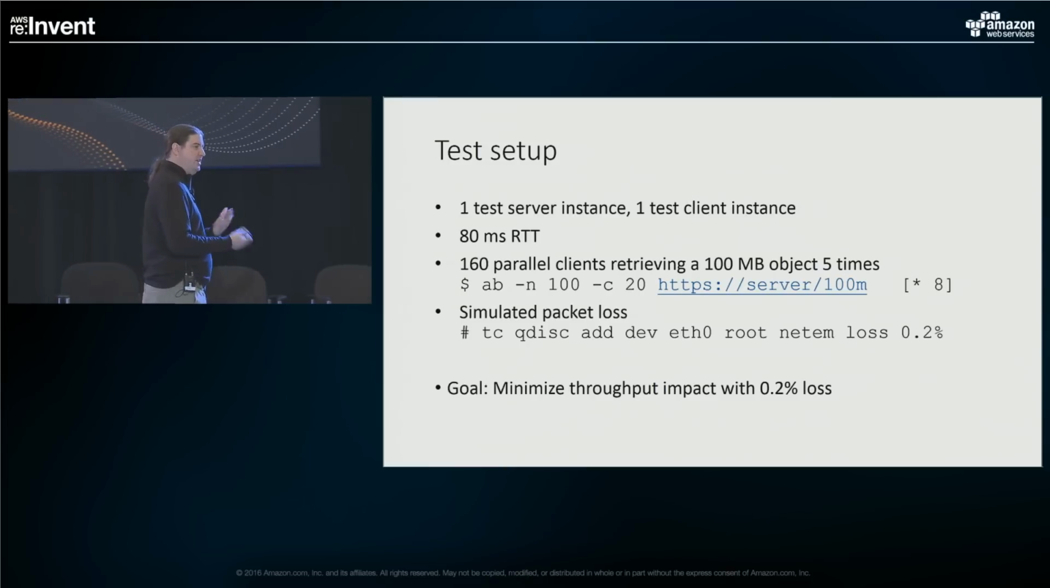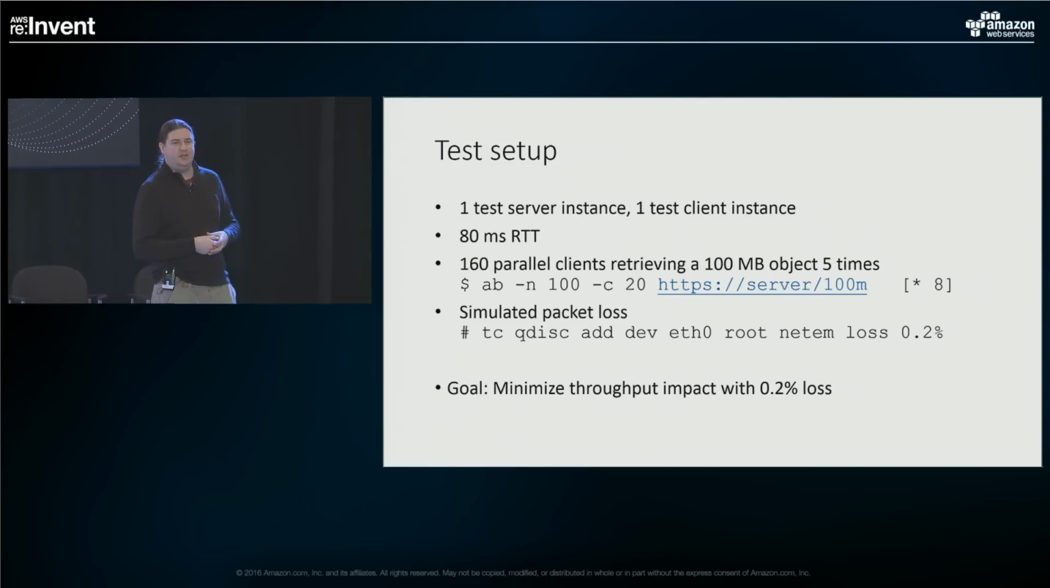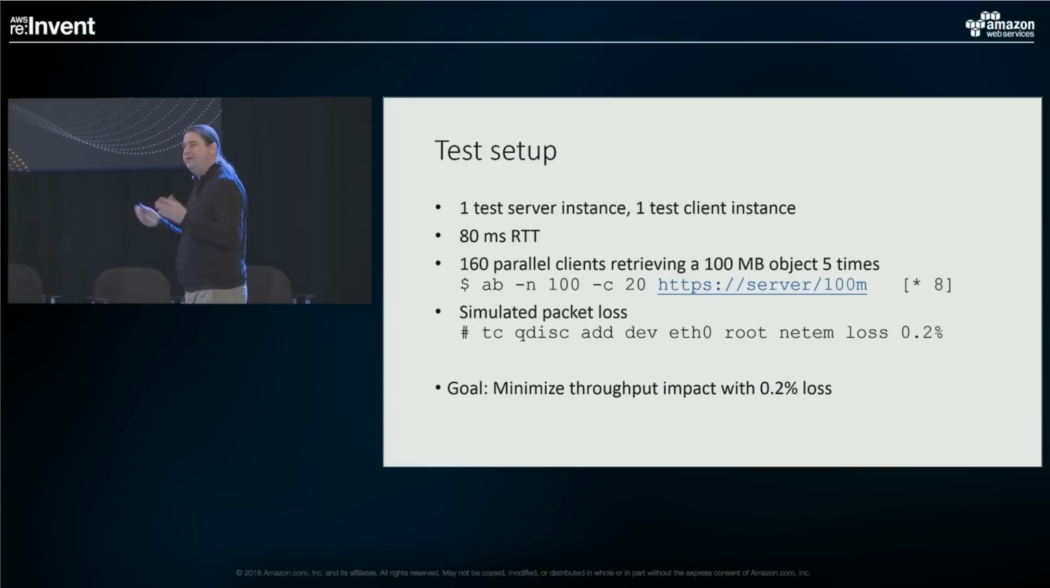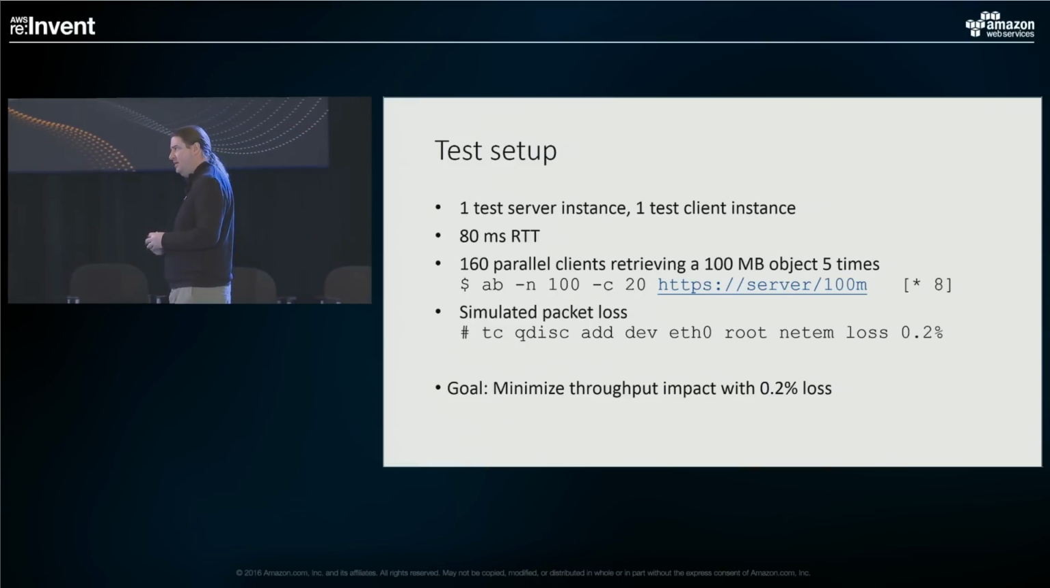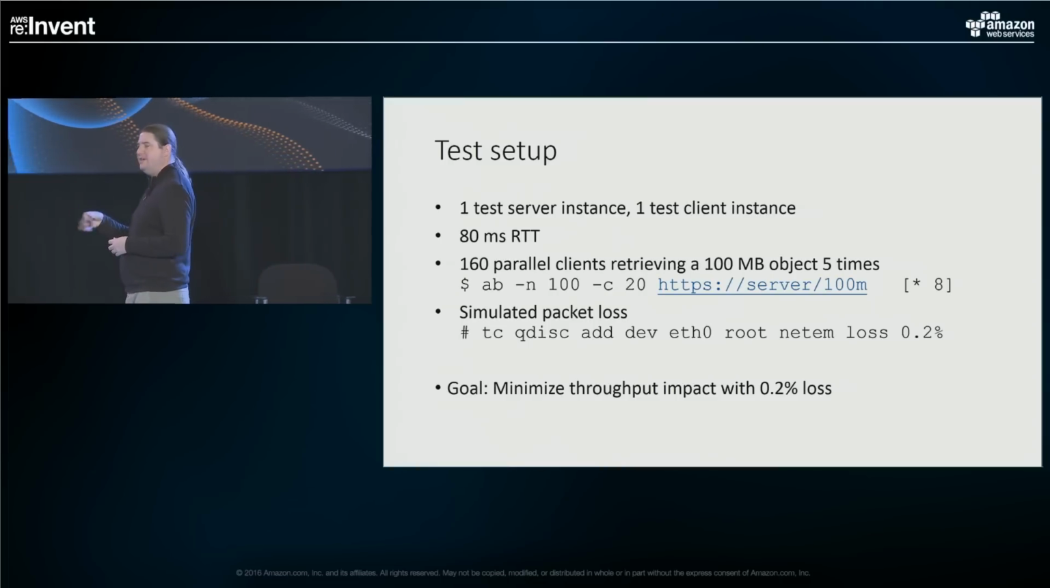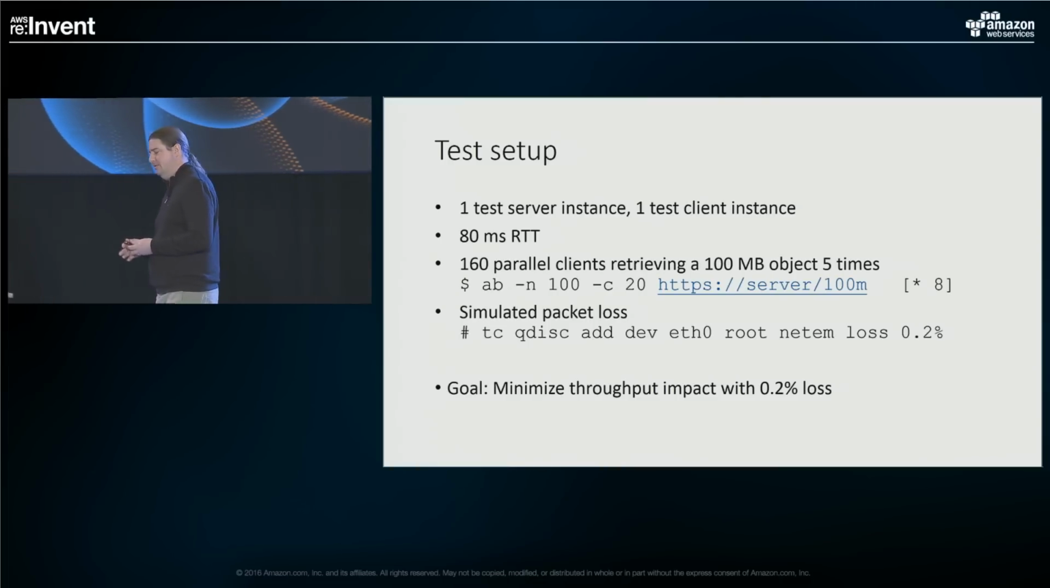So I'm going to use, again, Jack and Jill here, 2 test instances. These instances are going to be about 80 milliseconds apart in round trip time. And then I'm going to have 160 parallel streams just pounding them. And so the goal here is, in the presence of loss, how good can I do?